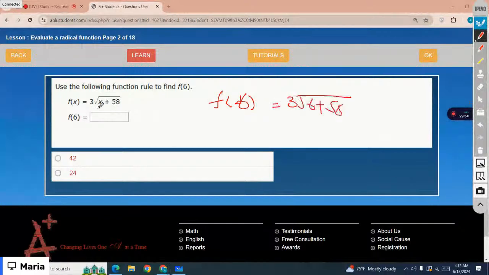Here you have x, right? So that would be 3 square root 64, right? 64 is 8. That would be 3 times 8. 3 times 8 is 24. So the correct option is 24. Option number 2 is the correct option.